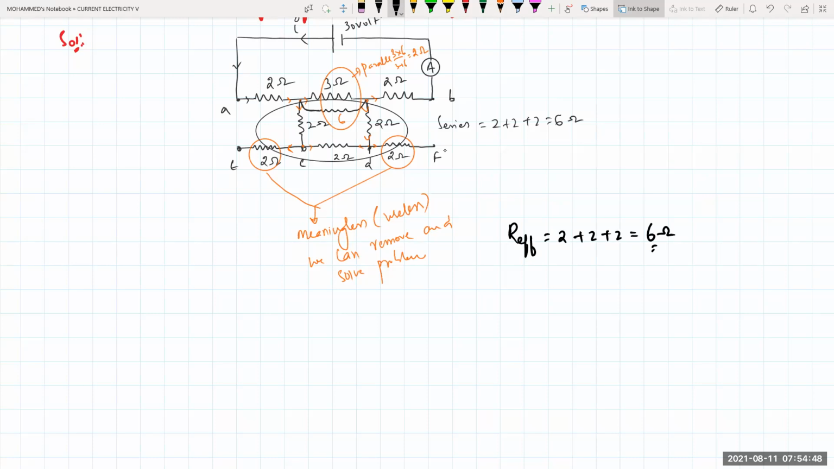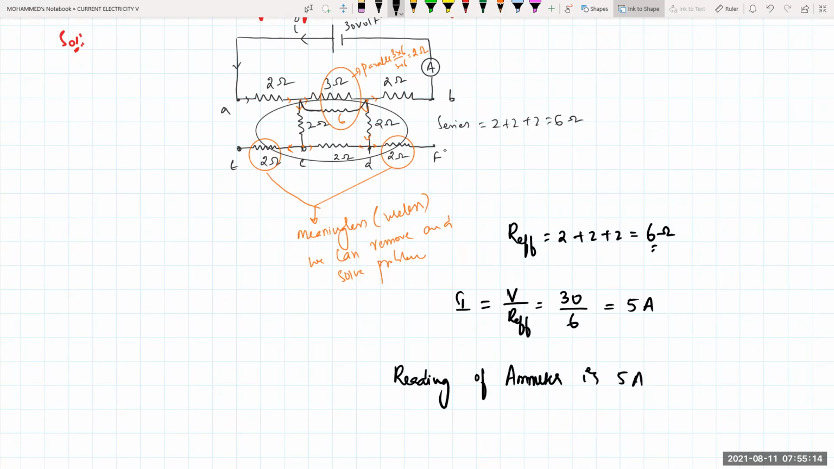Yes. So what does the ammeter do? Ammeter measures the current. So we need the current. So I is equal to V by R effective. V value is how much given for me? 30. R effective value is nothing but 6. So it is 30 by 6, how much for me? 5 ampere. So I can say that the reading of the ammeter is 5 amp. Clear?